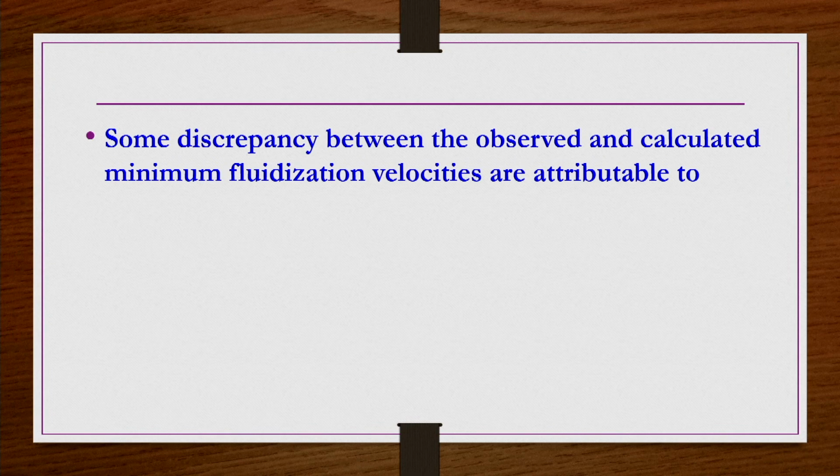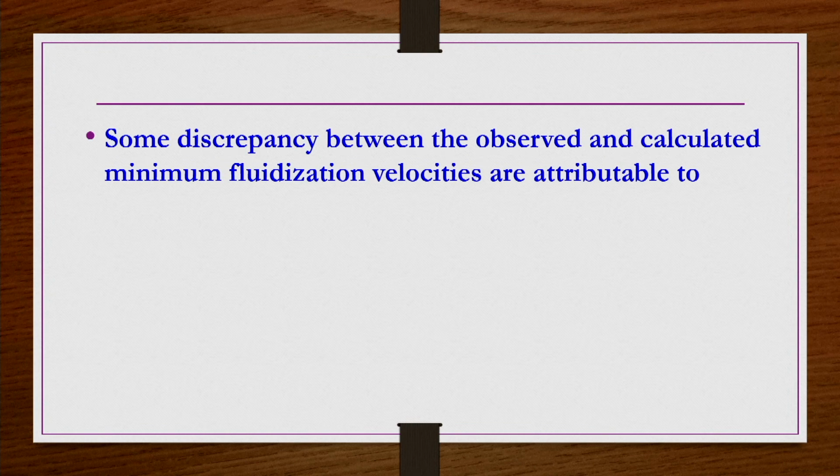Some of the discrepancies we have seen: the minimum fluidization velocity is not quite proportional to d_p squared, it is proportional to d_p to the power of slightly less than 2, and experimentally it is not quite inversely proportional to viscosity, but theoretically it is inversely proportional to the viscosity of the fluid. Such discrepancies may be there.